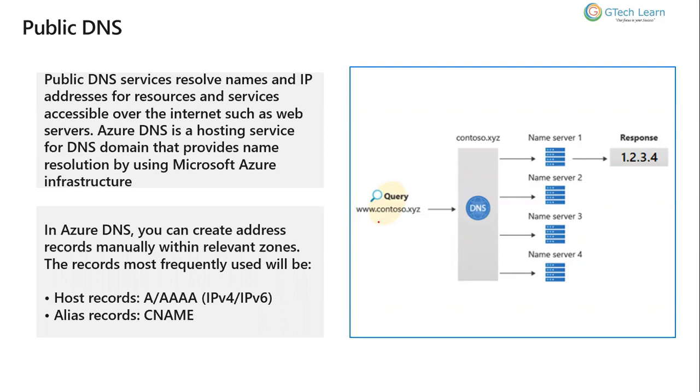As you can see in the picture, when a query comes for www.contoso.xyz, it is redirected to the Azure DNS, then redirected to the specific name server, and the responsive IP gets back to the user. That's okay.